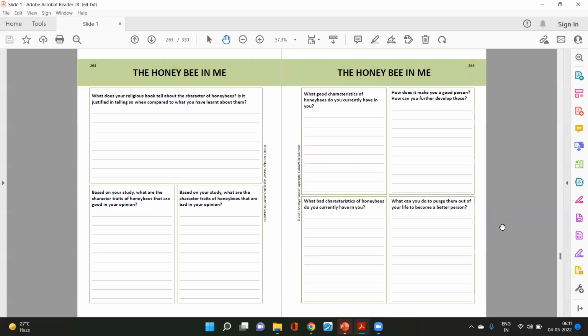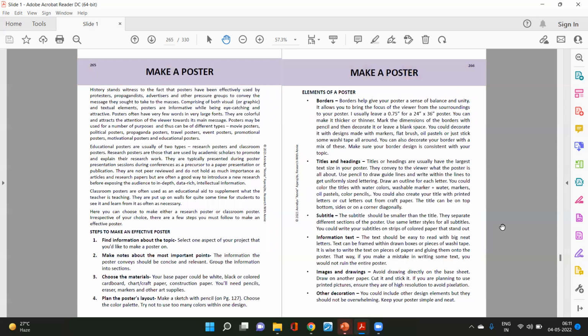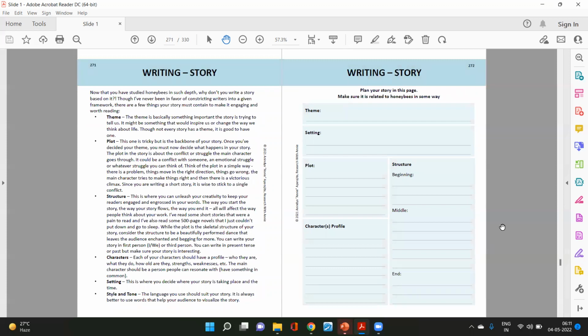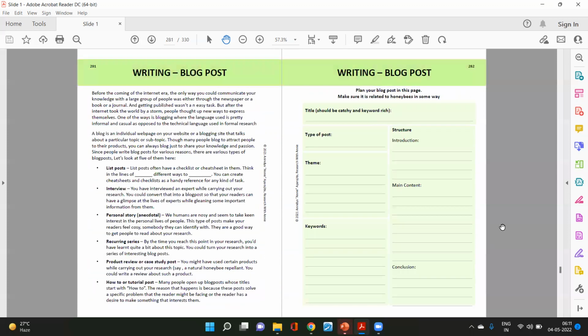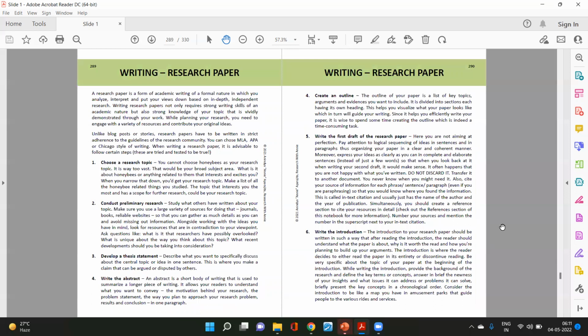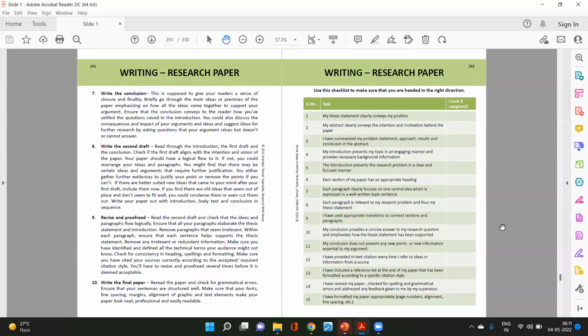And then you think about, this is a pretty reflective section on honeybee and me. And then you make a poster. You can do any of these or none of these or all of these. It's totally dependent on you. You write your story, you can write your poem, you can write a blog post, a coffee table book. And then we come to, you can write your own research paper.